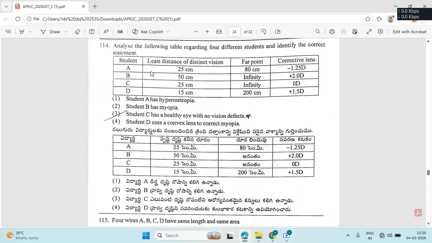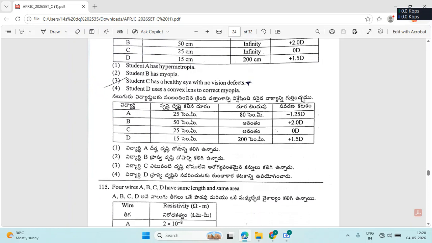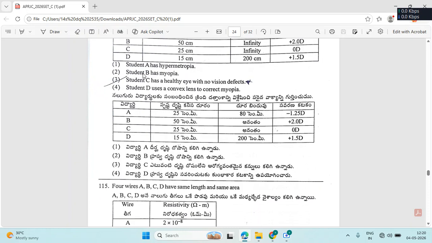Corrective lenses: for A is minus 1.25D, for B is plus 2.0D, for C is 0D, for D is plus 1.5D. Student A has hypermetropia.